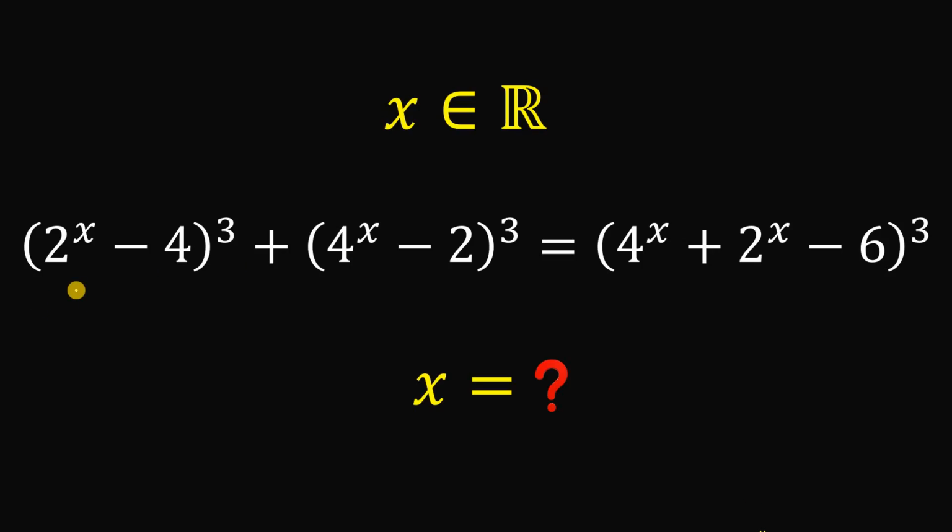Given this equation, 2 raised to the power of x minus 4 raised to the power of 3 plus 4 raised to the power of x minus 2 raised to the power of 3 equals 4 raised to the power of x plus 2 raised to the power of x minus 6 raised to the power of 3, and given that x is a real number, the goal of course in this question is to find the value or values of x that satisfies this equation.